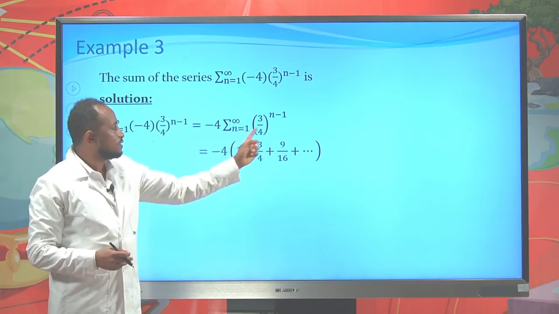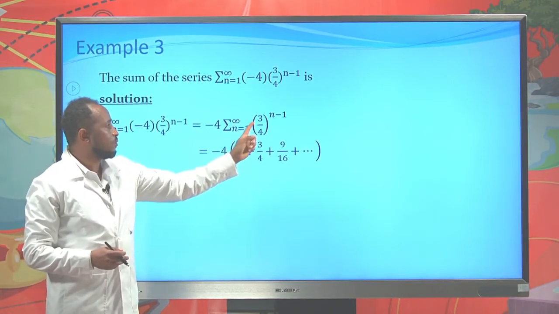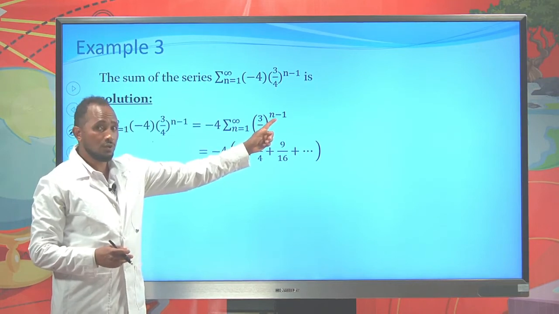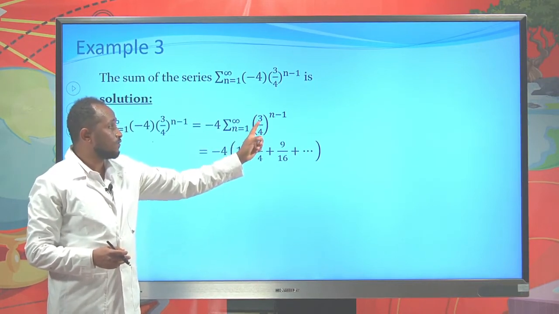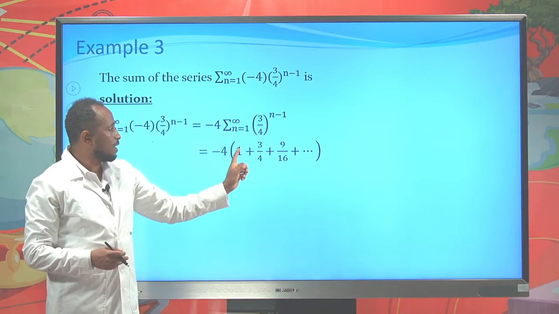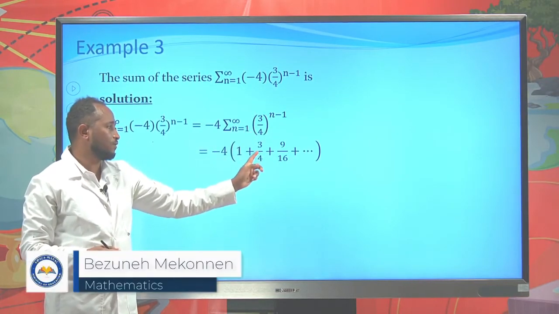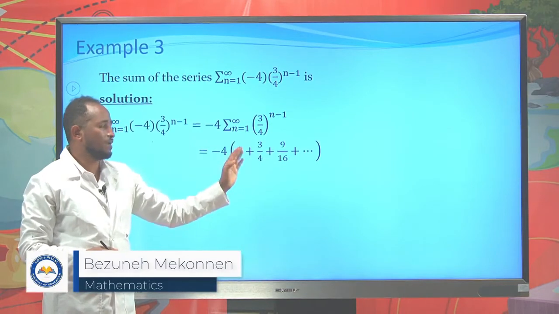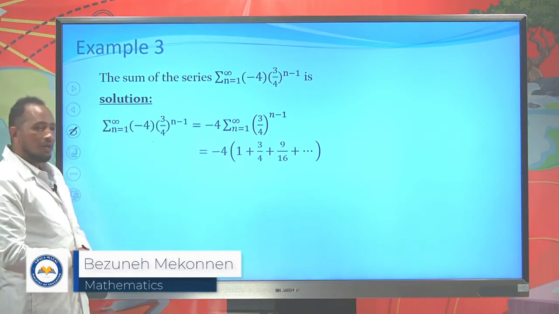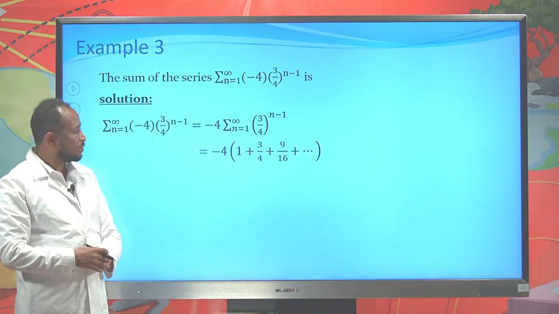So this sum means the first term, when you put 1 here, 1 minus 1 is 0. (3/4)^0 is 1. Then for n=2, 2 minus 1 is 1, and (3/4)^1 is 3/4. It goes on like this: 1 plus 3/4 plus 9/16 plus, and so on.